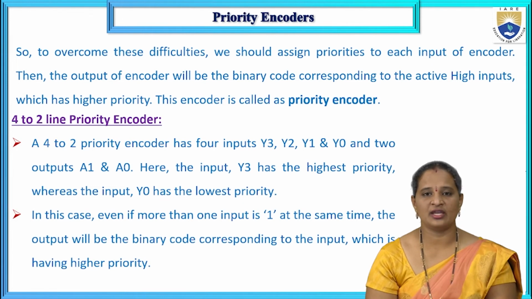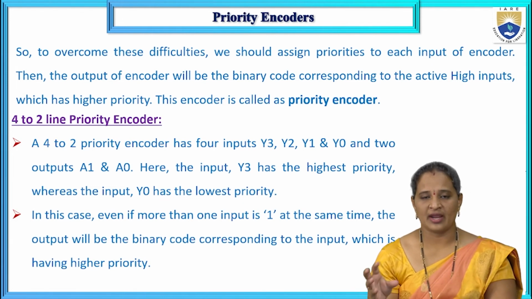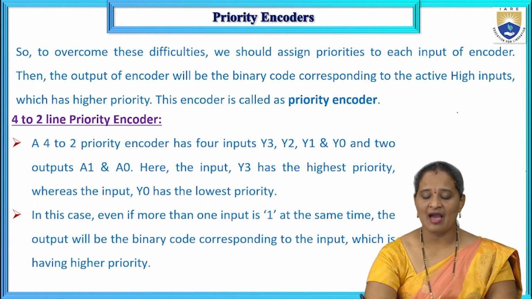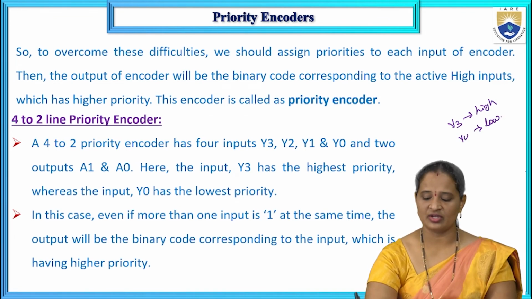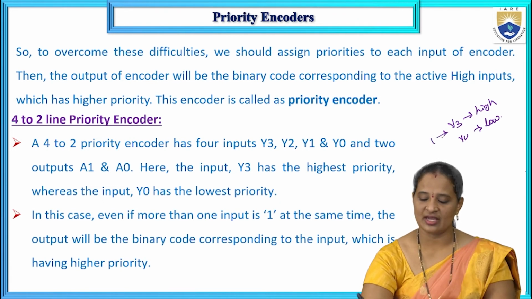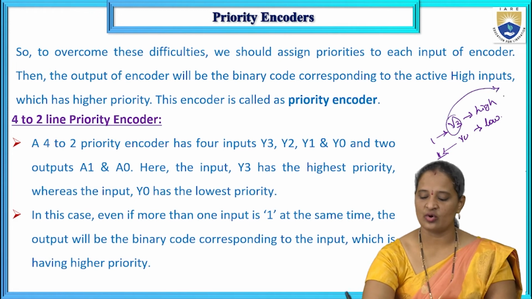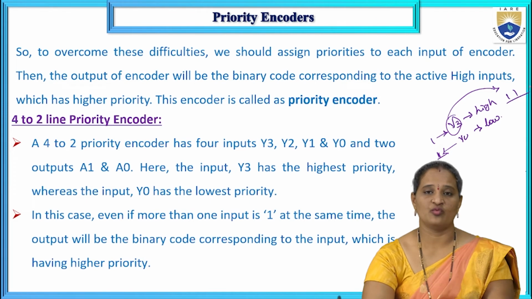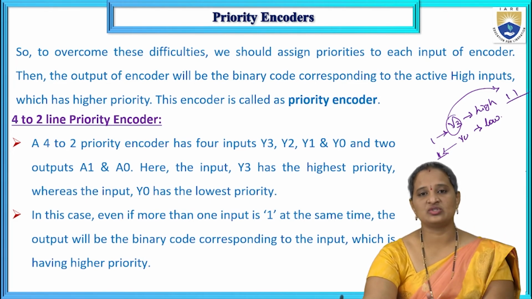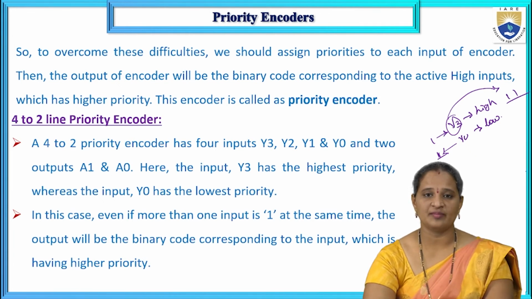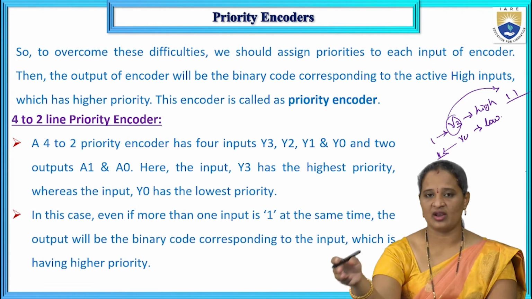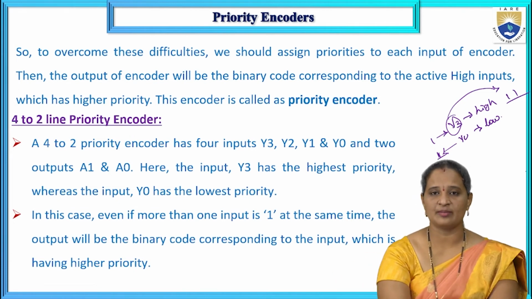In a priority encoder, each input line is given a priority. For example, in a 4 to 2 encoder, Y3 will have the highest priority when compared to Y0. So Y0 has the lowest priority and Y3 has the highest priority. If Y3 is enabled and Y0 is also enabled, as Y3 has the highest priority, this is going to be converted into binary. Whereas in a normal encoder, it leads to an ambiguity about which one is to be converted into binary. But as we assign priorities, the line with the highest priority will be converted into binary. So this is a priority encoder.